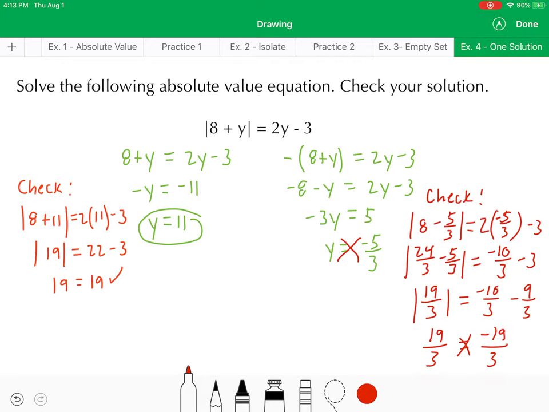All right, so here's a rare case where an absolute value equation does not give us two solutions. The second one is an extraneous solution. We can only keep the first.